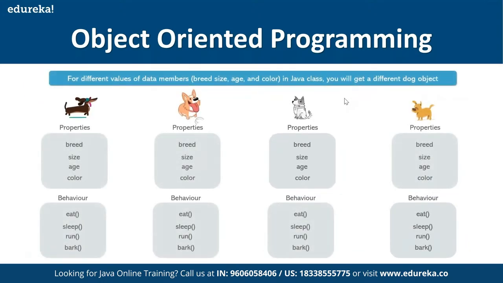The same thing: each of these breeds of a class called dog, which are nothing but objects of the class dog, will have its own properties like breed, size, age, color, etc., and its own behavior like eat, sleep, run, bark. How does it bark? How does it run? How does it sleep? What does it eat? All of these can be the behaviors or functions that this object can perform. I'm not very good with the various breeds of dogs, but these are four different objects of the class called dog, and they will have different properties and behavior.